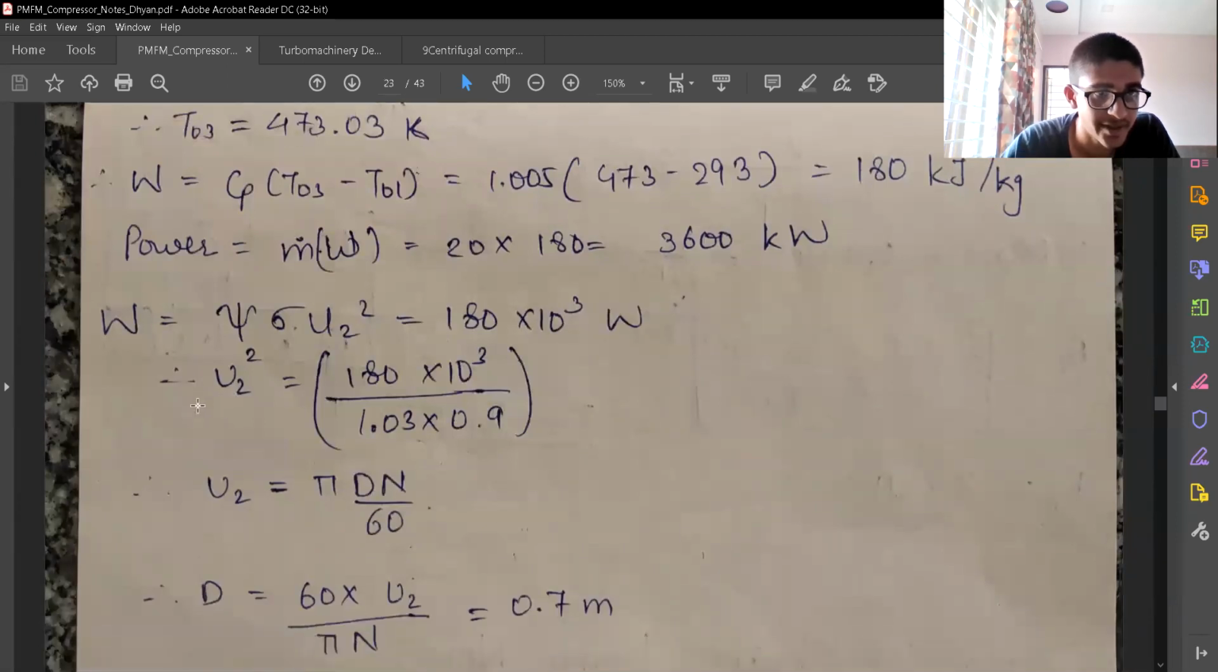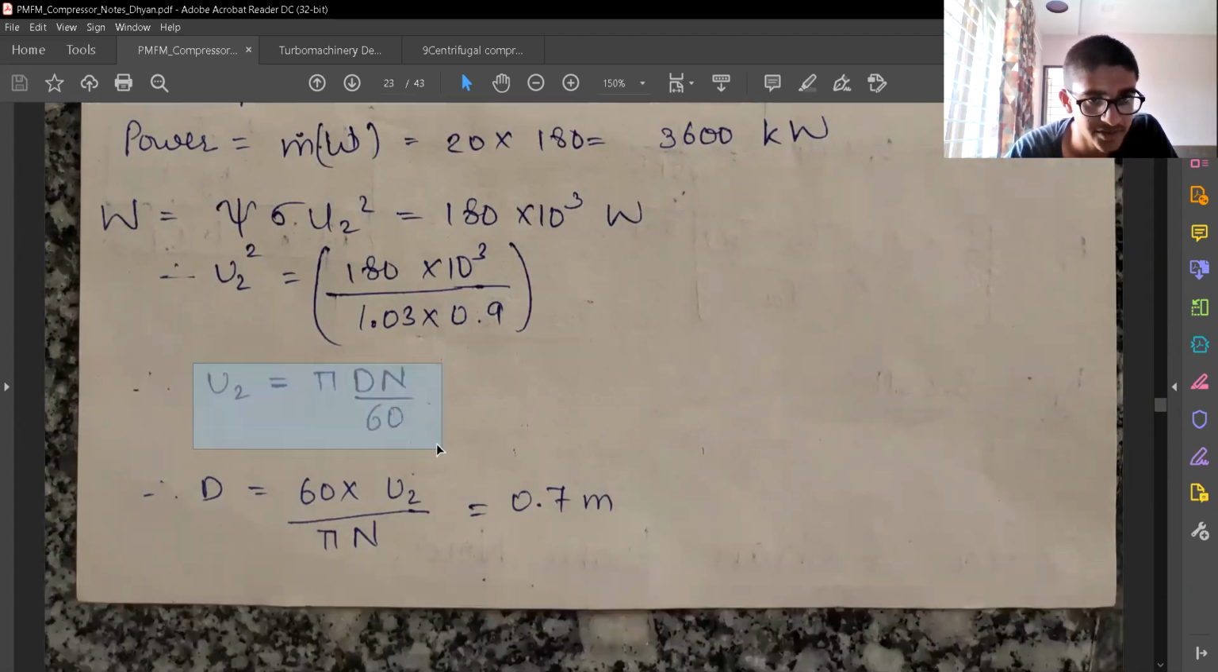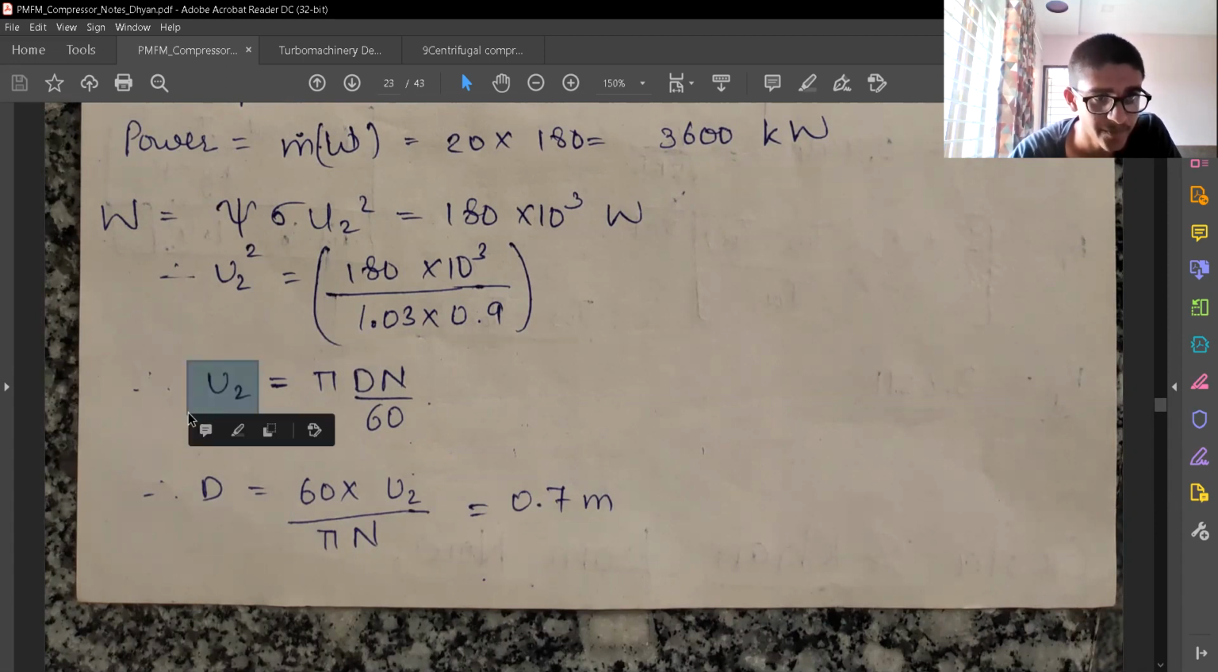Now we can use the power expression or the work done expression, which is psi sigma U2 square. And since we know the work done, we know the power input factor and sigma, we'll find out the velocity, and the velocity expression is pi DN by 60. Since the speed is known, we are already knowing the velocity. So our only unknown is diameter, and we have found out the diameter.